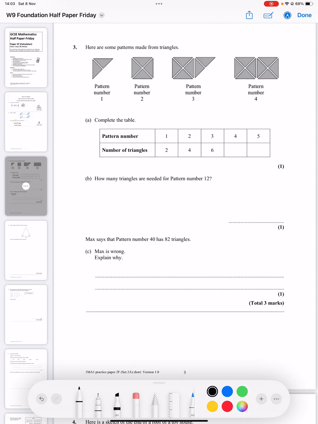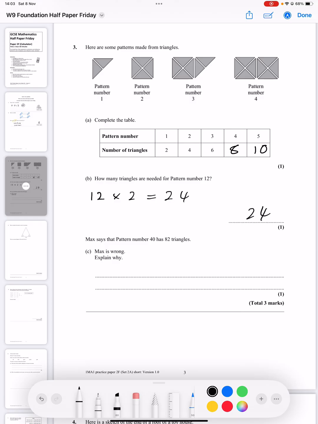Question 3. Here are some patterns made from triangles. Complete the table. I noticed that the pattern number multiplied by 2 gives me the number of triangles. 4 times by 2 is 8. 5 times by 2 is 10. How many triangles are needed for pattern 12? I'm going to use my calculator to multiply 12 by 2 to get 24.